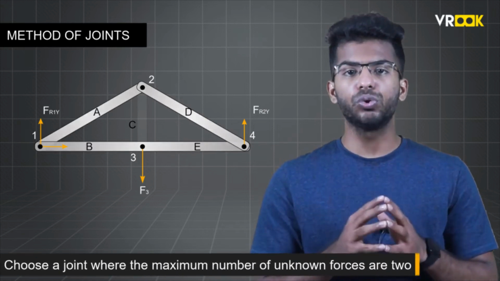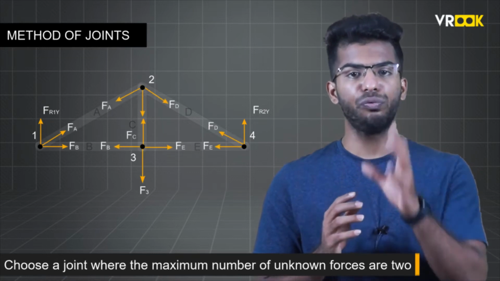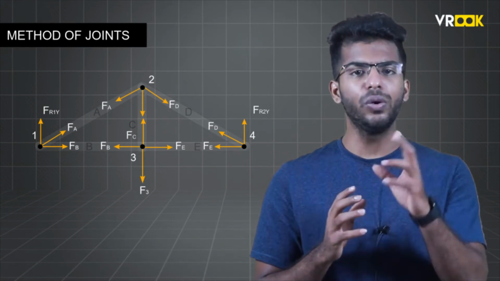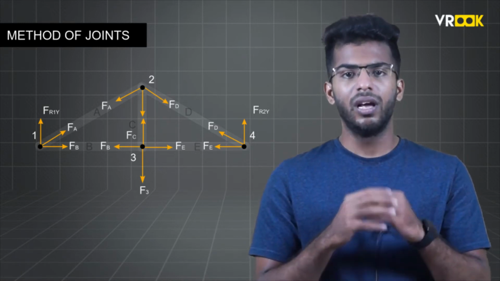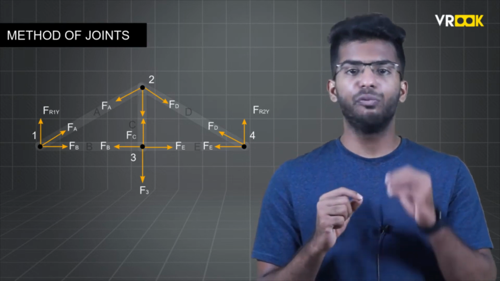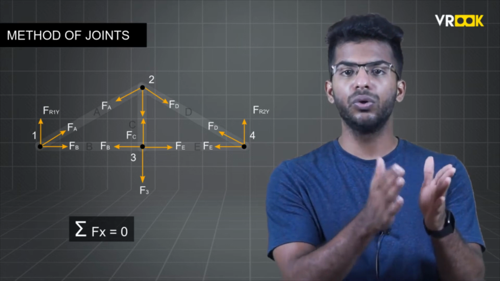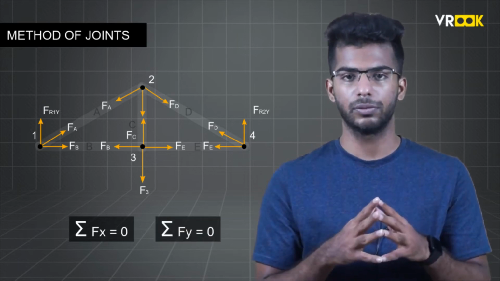We have to choose a joint where the maximum number of unknown forces is 2, because we have only 2 equilibrium equations for concurrent forces too. After we select a joint, we can use the equilibrium equations sigma Fx equal to 0, sigma Fy equal to 0 to find the unknown forces.